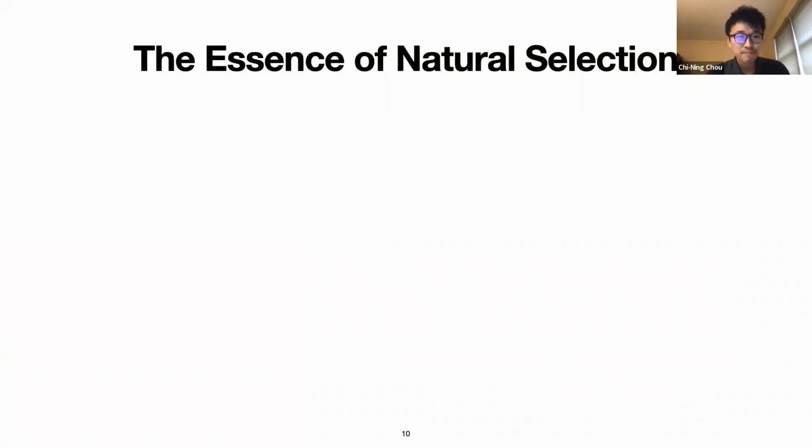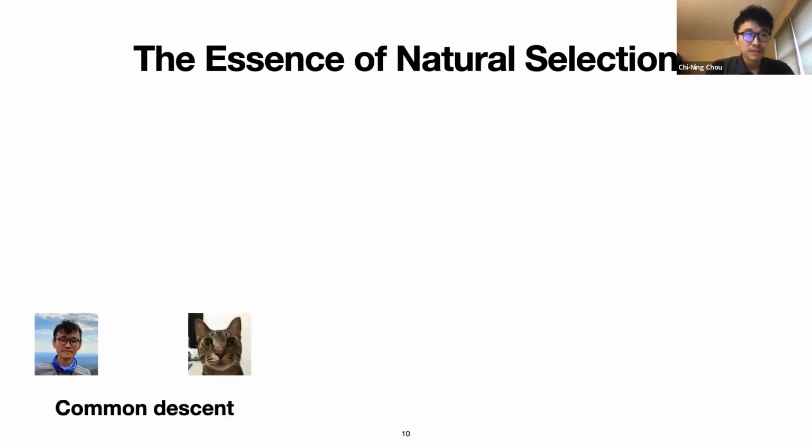To me, there are three essences of natural selection, the underlying ideas. The first is the concept of common descent. If you remember from the introductory course, I mentioned that me and my cat Shiba are phylogenetically close. What does that really mean? It means that the genes in me and inside Shiba are very, very close, very similar.